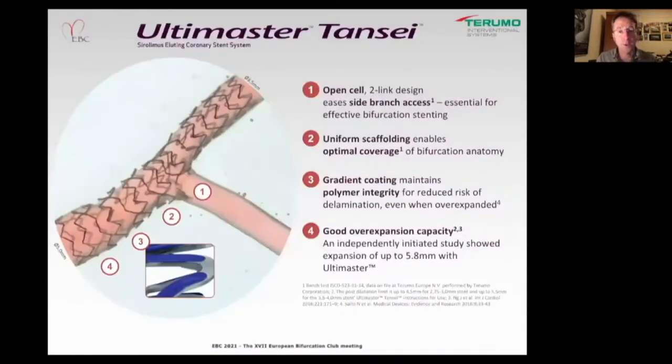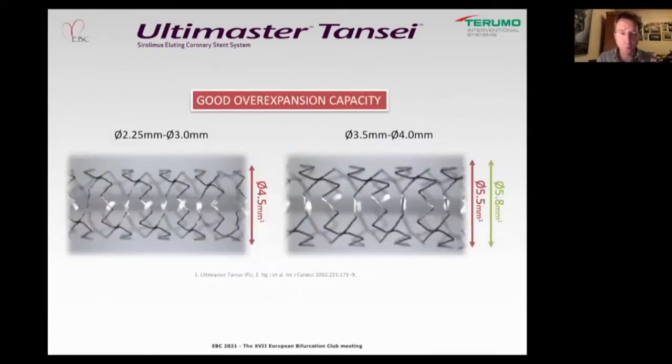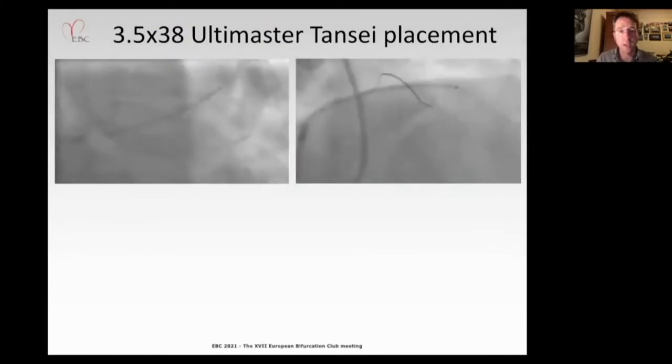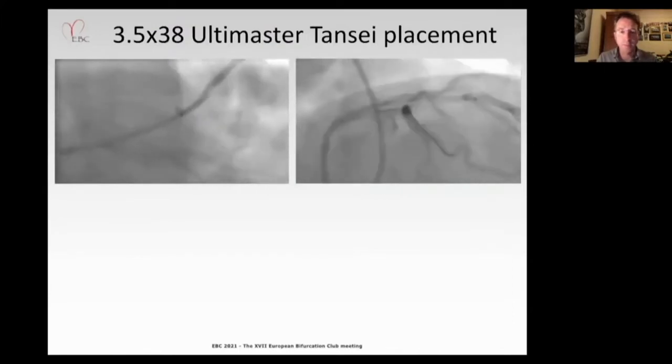Now, the Ultimaster Tansei absolutely has that capacity. It's a very open cell design. It offers very uniform scaffolding, and it purposefully has just an abluminal coating for delivery of the sirolimus drug. And most importantly, as I've already suggested, this 3.5 platform will, on bench, expand to 5.8, as shown by Nicolas Foin's group. So I place a 3.5/38 Ultimaster Tansei, placing in multiple projections.